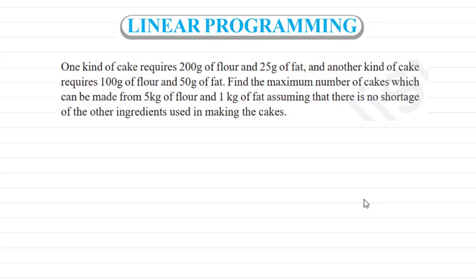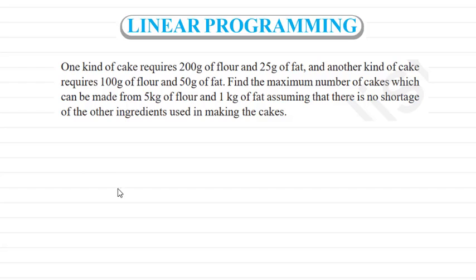So here we have a problem. One kind of cake requires 200 gram of flour and 25 gram of fat, and another kind of cake requires 100 gram of flour and 50 gram of fat. So now you have to find the maximum number of cakes which can be made from 5 kg of flour and 1 kg of fat, assuming that there is no shortage of the other ingredients used in making the cake. So we have to solve this problem with LPP graphically.